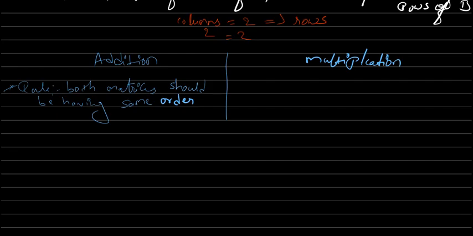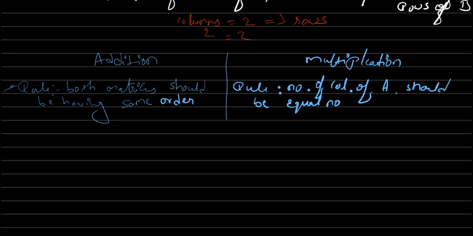The rule here says the number of columns of A matrix must be equal to the number of rows of B matrix, or of another matrix. Okay, hope it is clear for you people. Please remember this one thing.